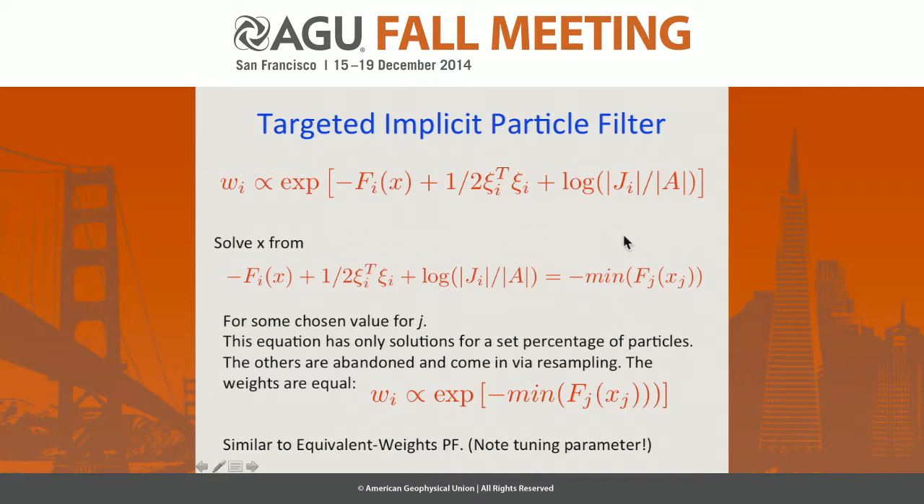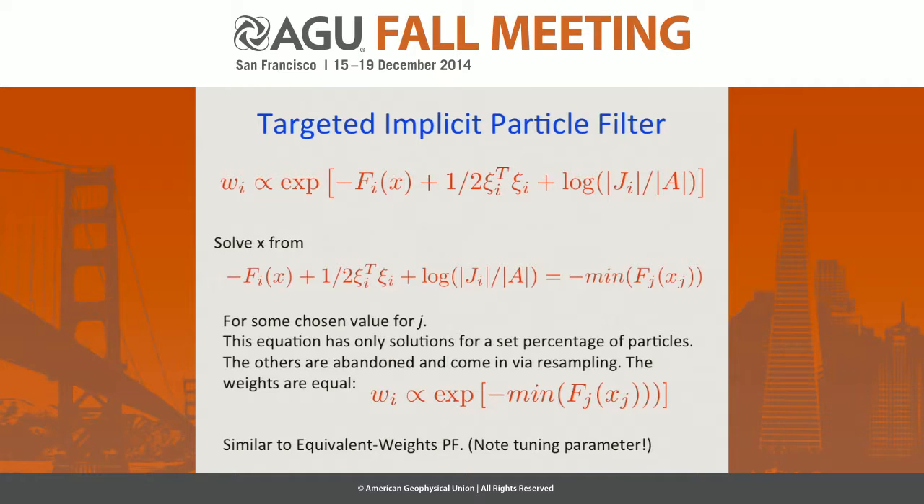So on the right hand side, what you see there is the minimum of f, but taken as that minimum for one of the particles, and we choose that particle. So it can be the lowest minimum of all the particles, or the highest minimum of all the particles. We can choose whatever we like. It gives rise to a certain percentage of particles that can actually reach that weight, and the others come in through resampling. There's a bit more to say about that, but there just isn't time. If you're interested, we can talk about it later.